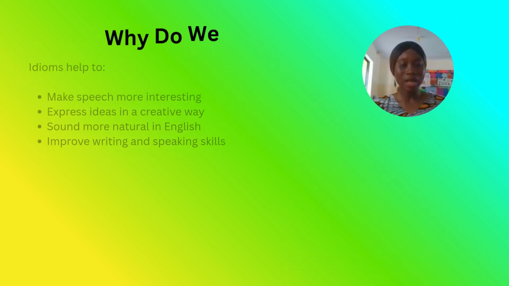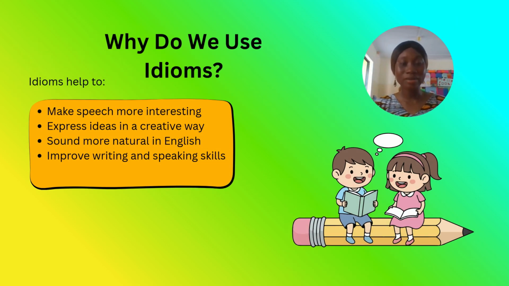So now that we understand what idioms are, a group of words that have a different meaning from what is being said. We've spoken about break a leg. We've spoken about it's a piece of cake. A piece of cake means that something is simple or easy. So why do we actually use idioms? Why don't we say exactly what we mean?